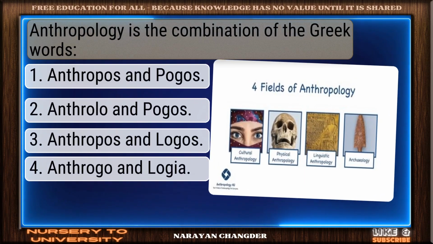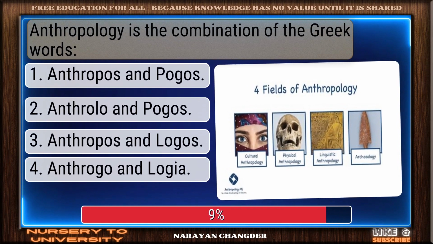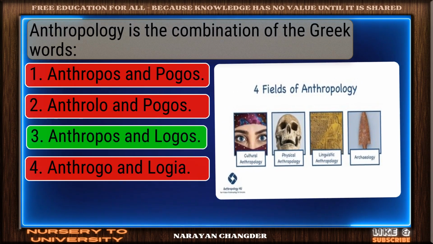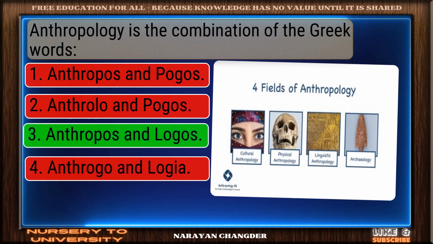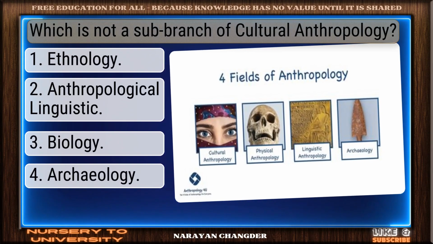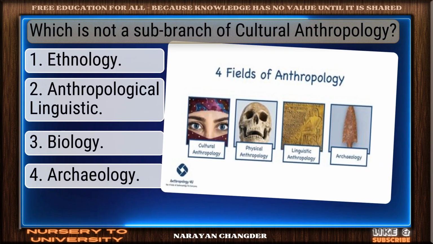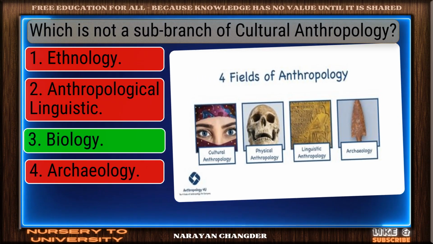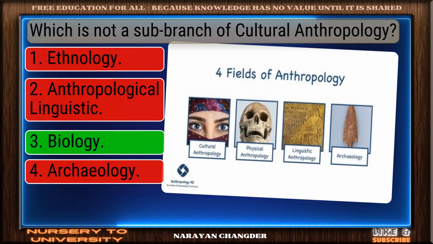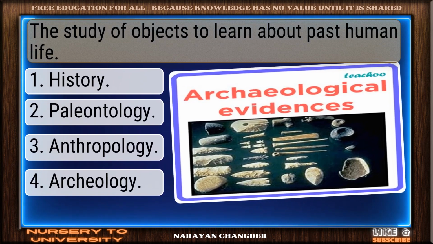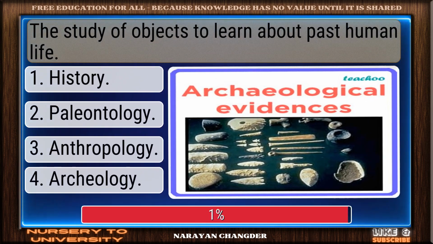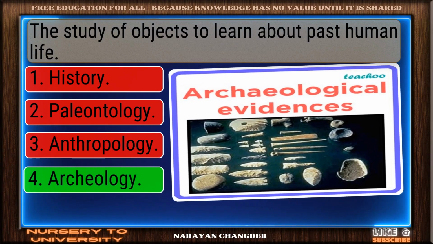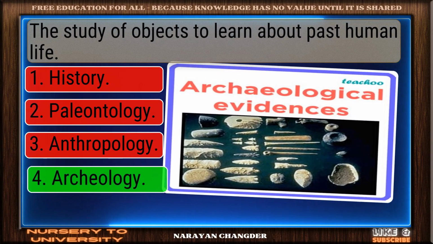Anthropology is the combination of the Greek words. You're right. Anthropos and logos is the correct answer. Which is not a sub-branch of cultural anthropology? You chose biology, and it is correct. The study of objects to learn about past human life. Clear logic. Your choice, archaeology, is sound.